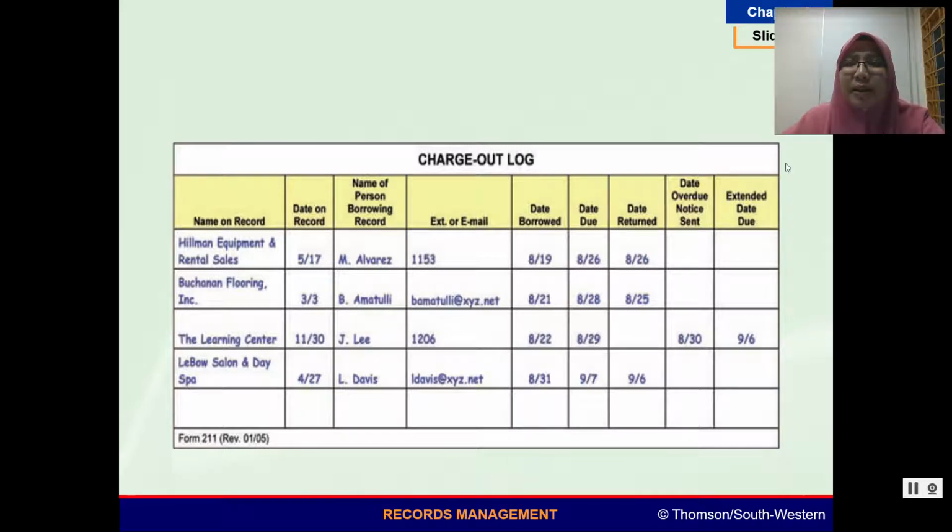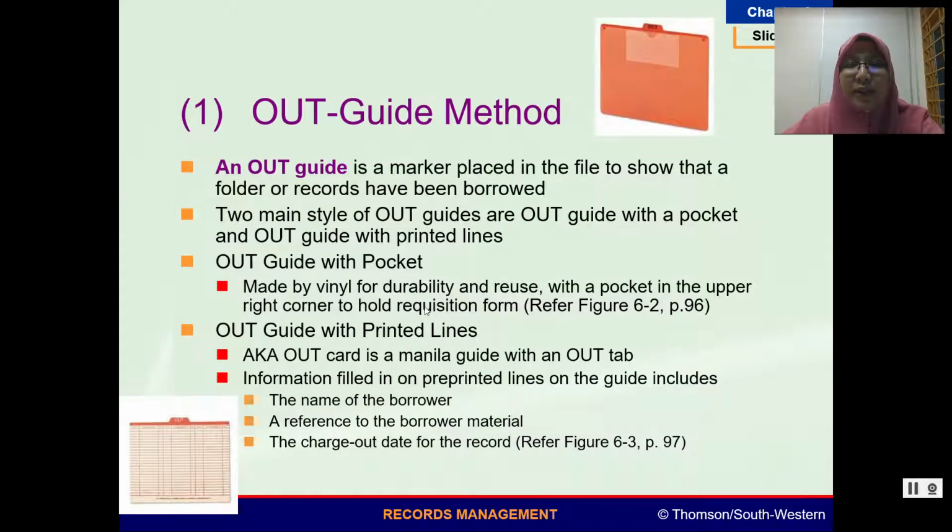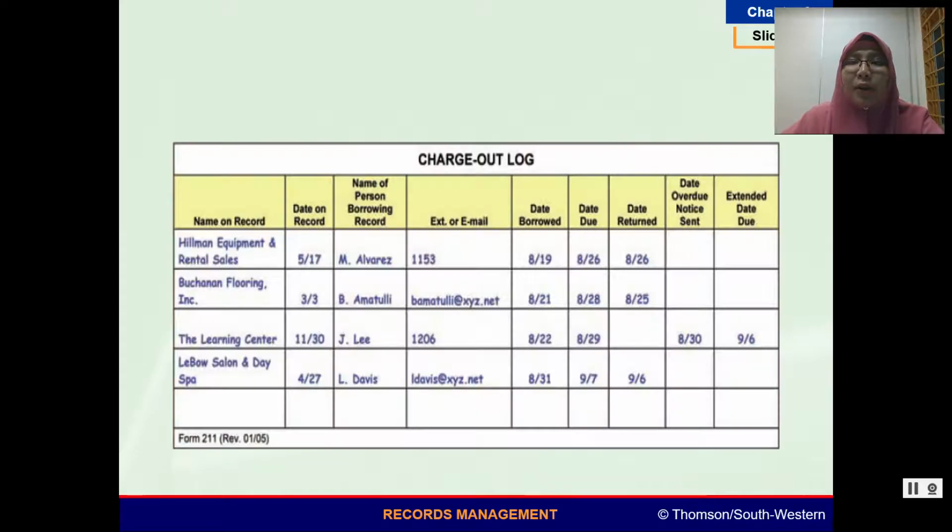So this is an example of the charge out in the printed lines. Can you see this one? This is the printed line. This is an example of the information that we need to fill out: name of the record, date on record, name of the person borrowing, extension or email, the date borrowed, when you borrowed the document or file, and due date.